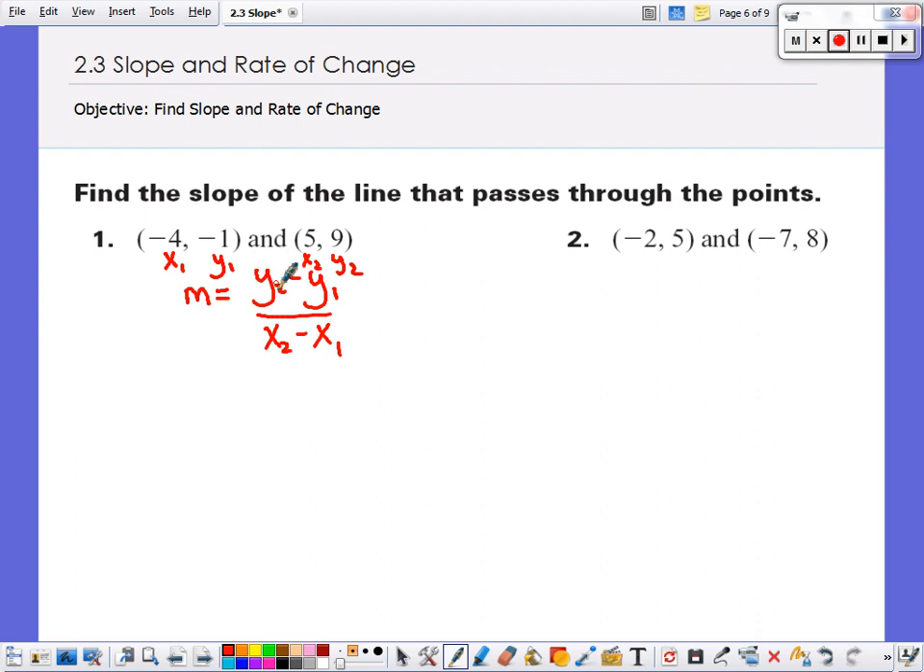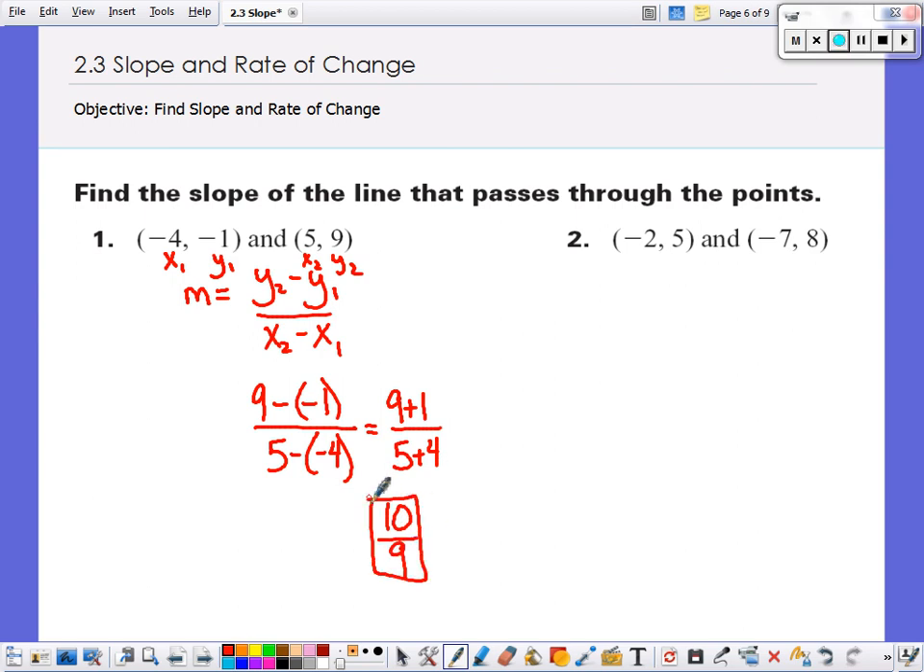And then substitute in for the values, 9 minus negative 1, and then over x sub 2, which is 5, minus x sub 1, which is negative 4. So a lot of double negatives here. 2 negatives make a positive, so we end up getting 9 plus 1. And on the bottom, we end up getting 5 plus 4. So we end up getting 10 over 9 is our slope for that first problem.